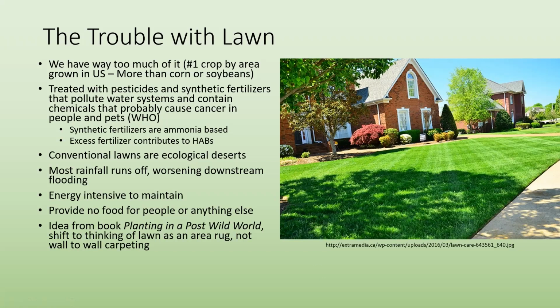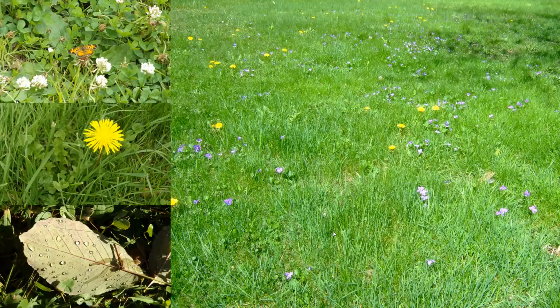It's also energy intensive to maintain. It's a lot of carbon emissions that we really don't want to be producing anymore. And lawns don't provide food for people or wildlife. There's an idea from the book Planting in a Post-Wild World about shifting to thinking of lawn as an area rug. Now we think of it as wall-to-wall carpeting, and we want to think of it as an area rug, like where do you need it to walk around or to play or do something. Anyway, this is a lawn that doesn't have any chemicals used on it, and I think there are obviously some weeds, but it looks pretty nice.